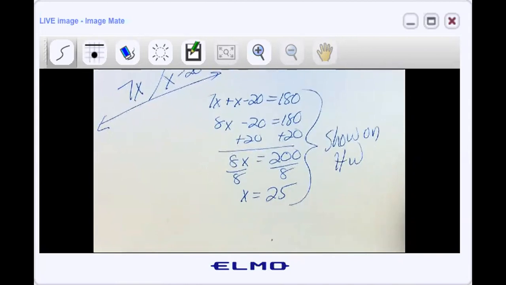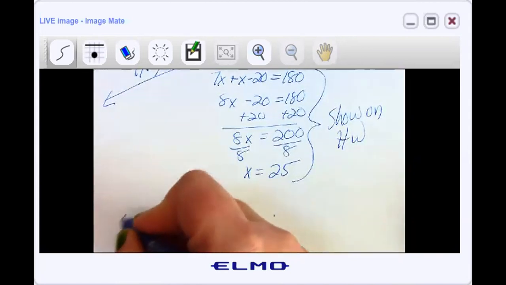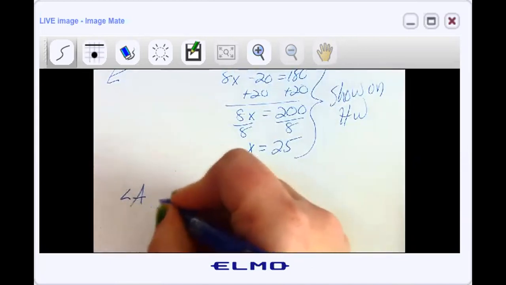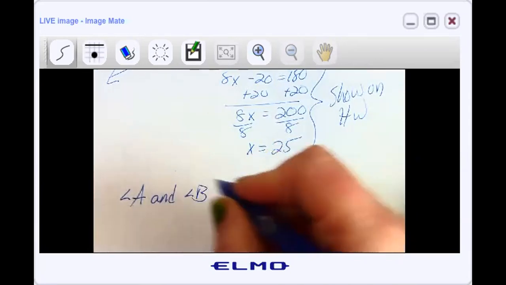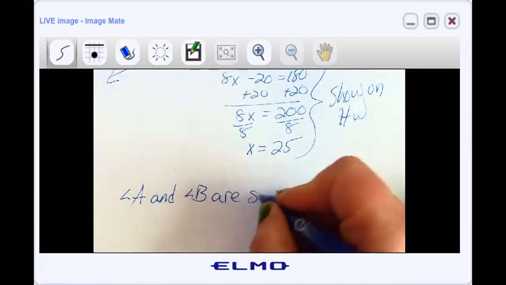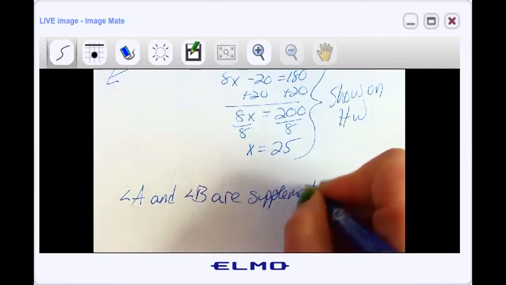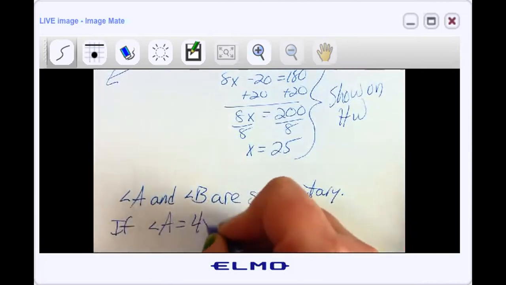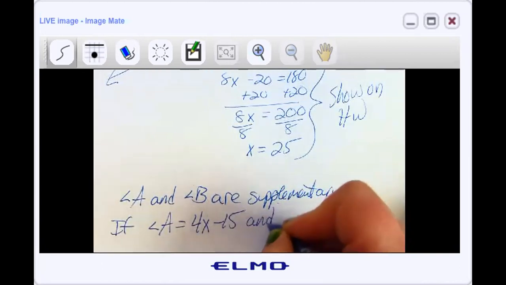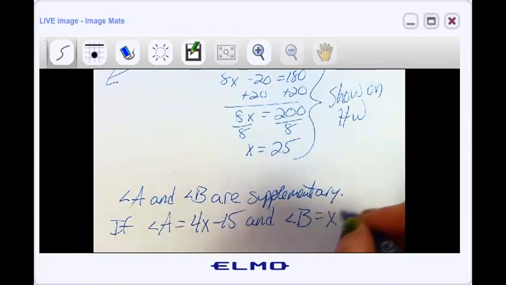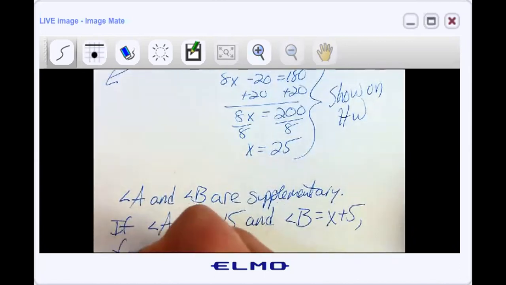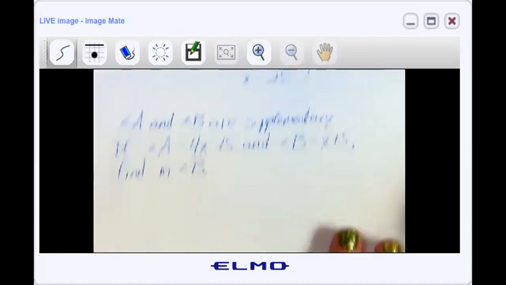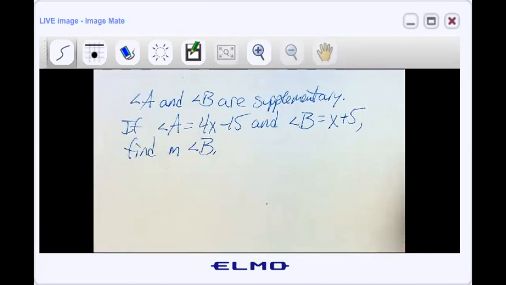All right, I'm going to do one more question with you. And you know what? I'm going to flip it up because I think on your homework they use angles A and B instead of 1 and 2. So I'll do it just like they do it. Okay, this is a question just like what you could see on your homework.